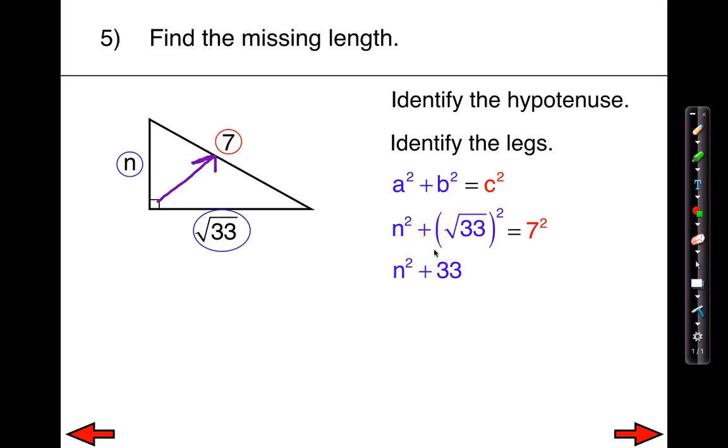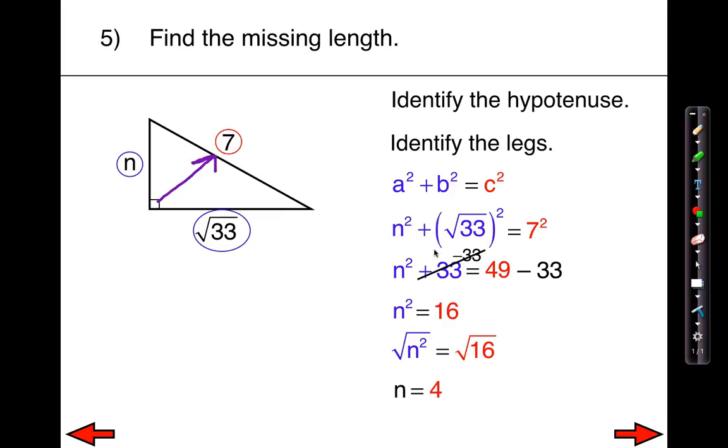There's not a lot of math calculation involved, so that's what's nice. So that's going to equal 49. I'm going to get rid of the 33 by subtracting 33 from both sides, leaving me with n squared equals 16. Now we're going to take the square root of both sides, leaving me with n equals 4. This one worked out nicely since the square root of 16 is a perfect square.